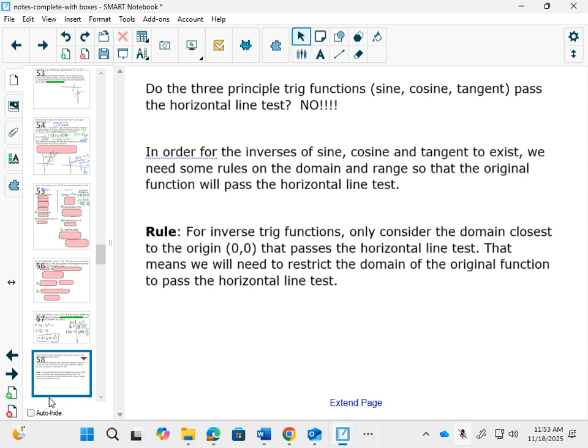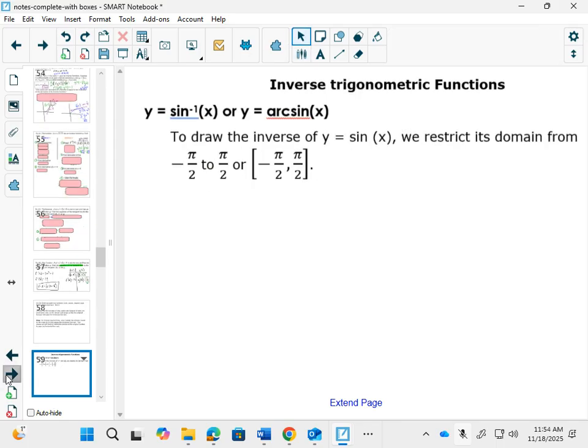So in order for the inverses of sine, cosine, and tangent to exist, we need some rules so that they'll pass the horizontal line test. And the basic rule for every inverse is that they say, well, let's consider the domain closest to the origin that passes the horizontal line test. And if it's close on both sides, we'll use the positive side instead of the negative side. So first of all, let's look at sine inverse of x.